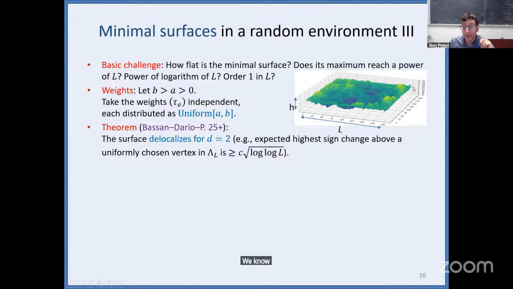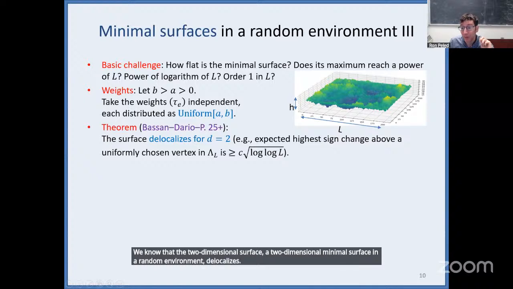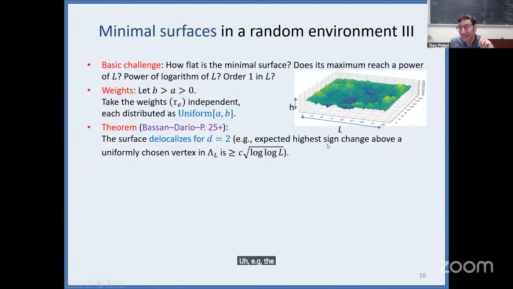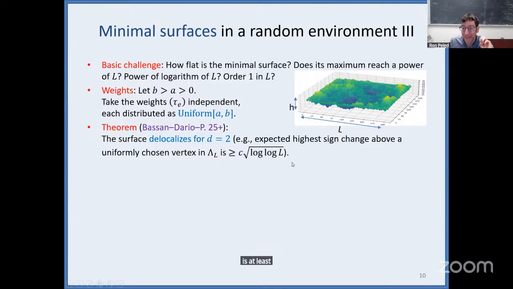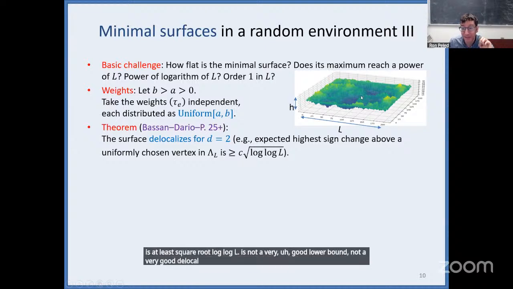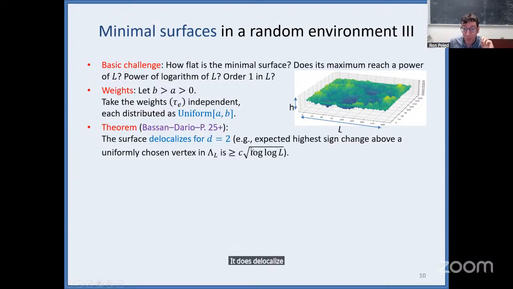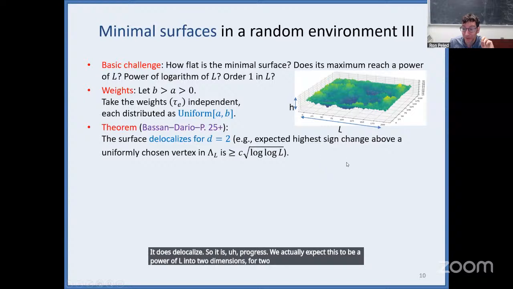We know that a 2-dimensional minimal surface in a random environment delocalizes. For example, the expected highest sign change, so the highest plaquette above a uniformly chosen vertex, is at least square root log L. It's not a very good delocalization lower bound, but at least we know it's not flat. It does delocalize. So it is progress. We actually expect this to be a power of L in 2 dimensions. So we are 3 or more orders of magnitude away, but it's better than nothing.